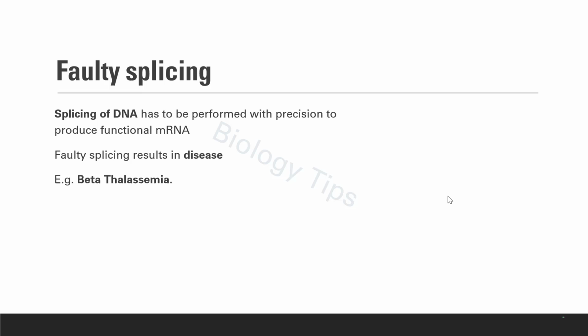Moving on to the next session, we are going to study faulty splicing. Splicing of DNA has to be performed with precision to produce functional mRNA. Faulty splicing, as the name suggests, means somewhere the splicing went wrong. So splicing has to be performed with precision to produce functional mRNA. Faulty splicing results in disease. Example, beta thalassemia, a condition where the beta polypeptide of hemoglobin is not formed, right?